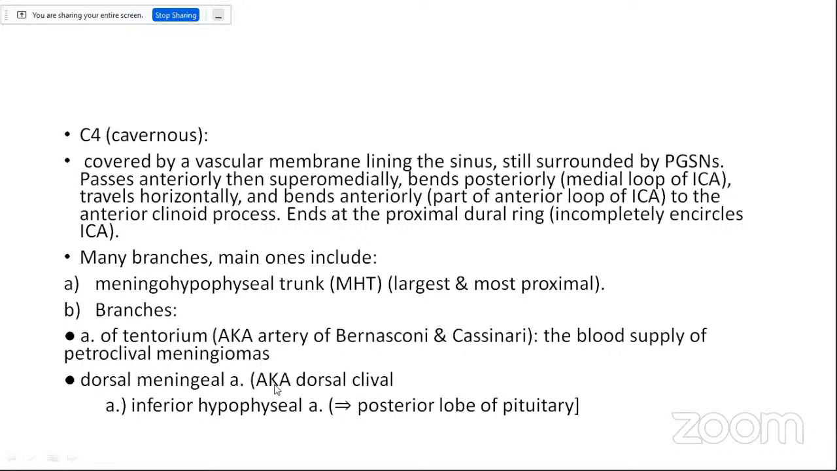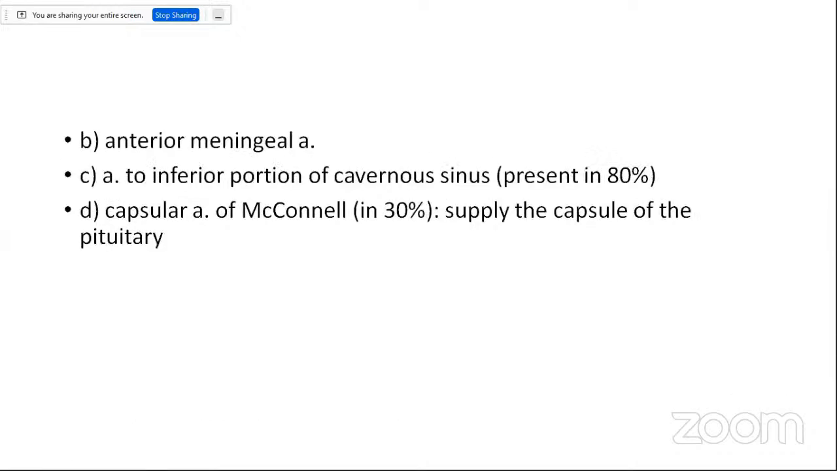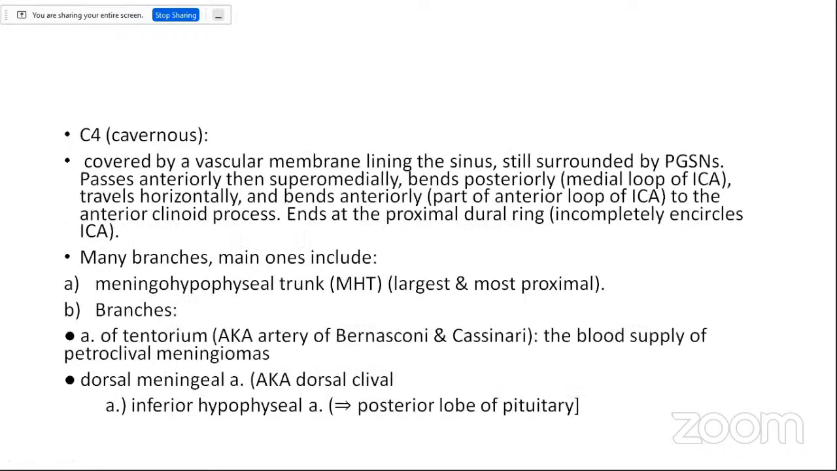Then we have dorsal meningeal arteries, which is also called dorsal clival artery, the branches of which include the inferior hypophyseal artery to supply the posterior lobe of the pituitary, the anterior meningeal artery, the artery to the inferior portion of the cavernous sinus, and the capsular artery of McConnell, which supplies the capsule of the pituitary. So these are few names to be remembered.